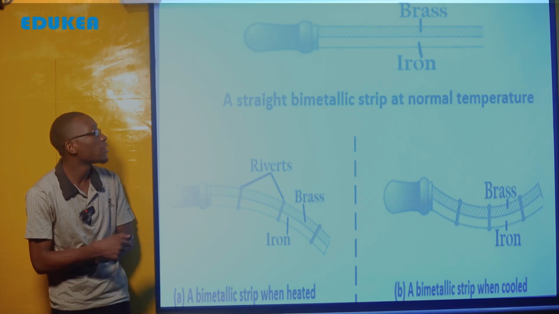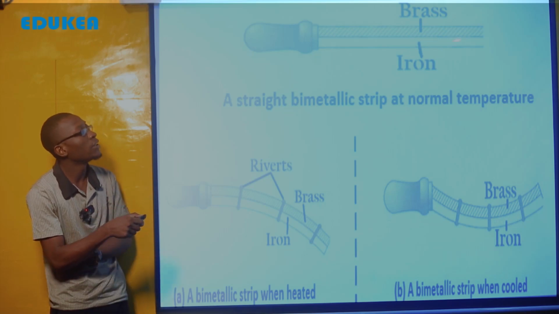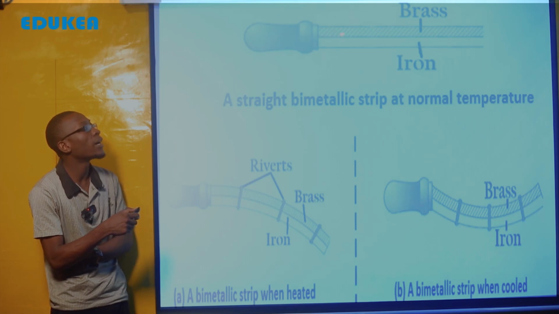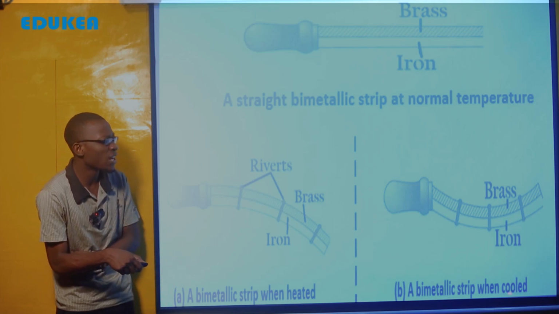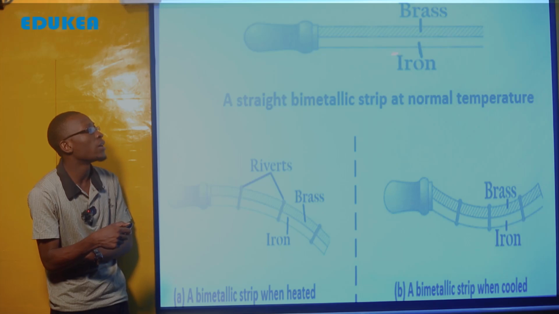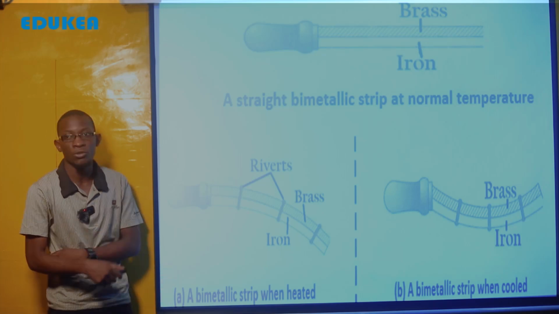Kwamba iron itatend to bend like this. Lakini tukichemsha, tukiheat, maana yake brass inatend to bend like this. So the brass is the one that gains more heat. And when the metallic strip is cooled, the iron is the one that tends to cause the contraction to happen.